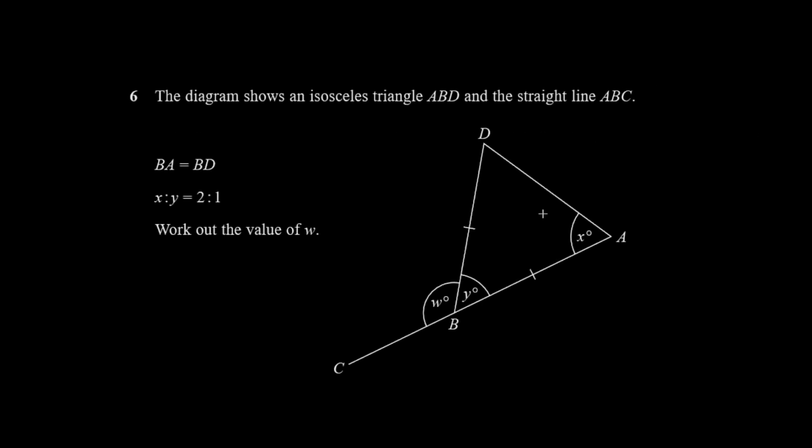Question 6, a bit of geometry. We're told that triangle DBA is an isosceles triangle with these two sides equal, the two blue sides, and we're asked to find this angle here. Well, straight away I might as well put this angle here as angle x. If this is an isosceles triangle, these two angles are equal.